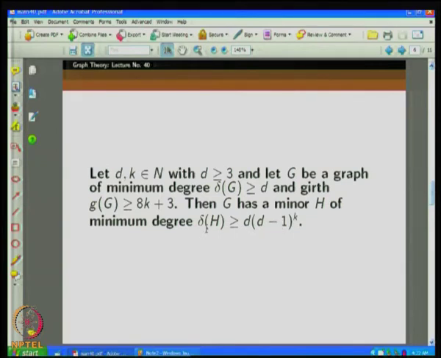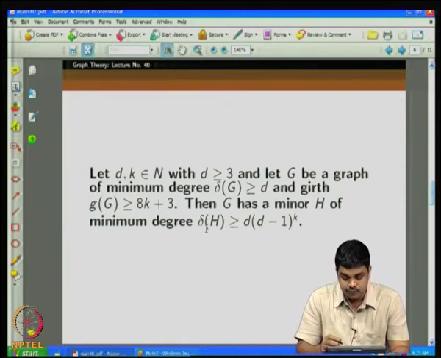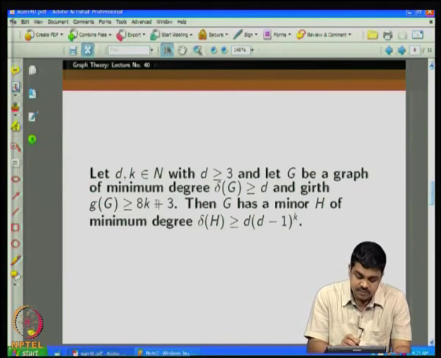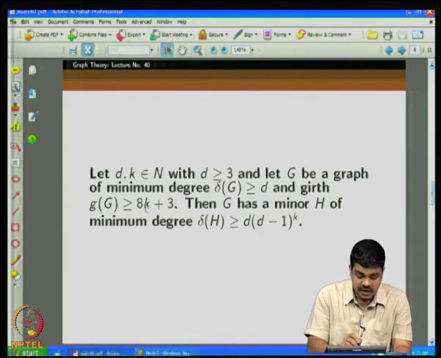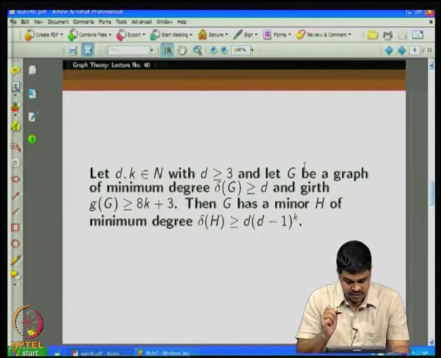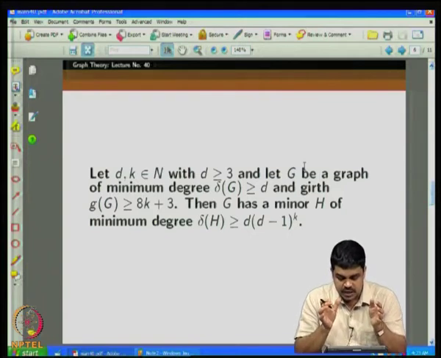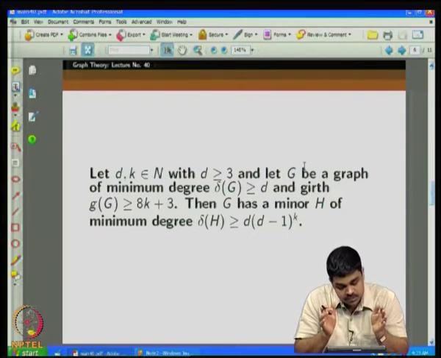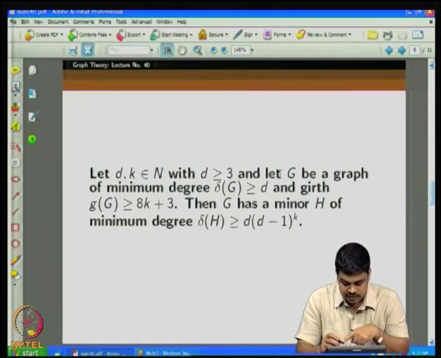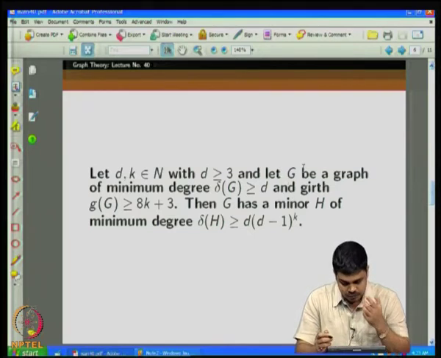So this will give you a lower bound for the minimum degree of H. So we do have an H minor for G where the minimum degree of H is greater than d into d minus 1 raised to k. This k comes from the girth, because the girth is defined in terms of k, 8k plus 3, and d is the minimum degree of G itself. So we have a minor whose minimum degree is exponentially higher than the minimum degree of the original graph, where the exponent is coming from the girth.